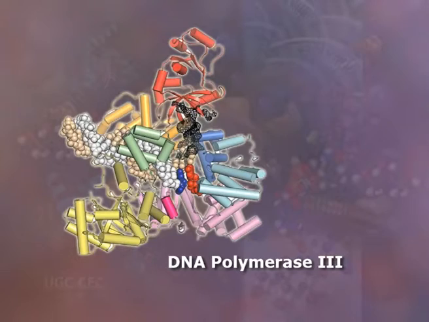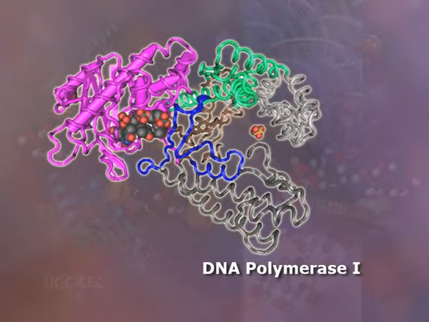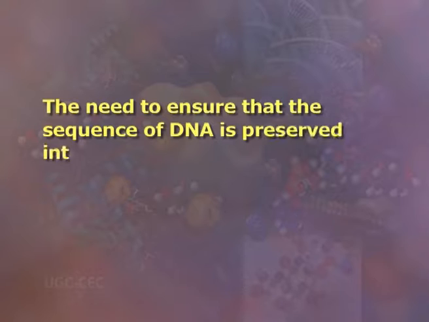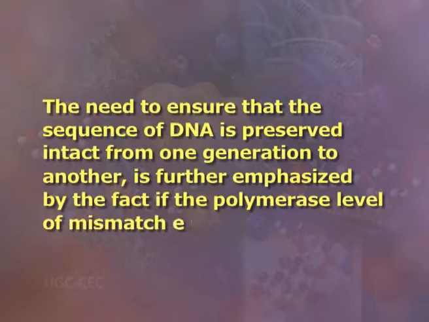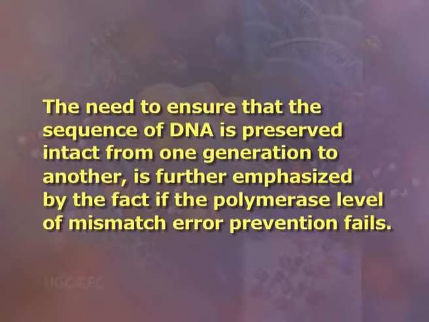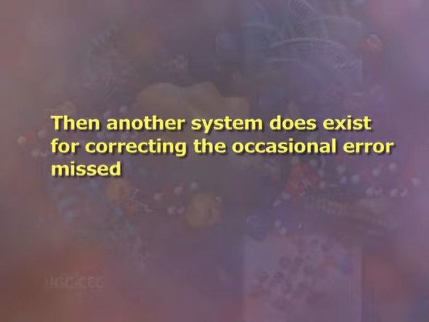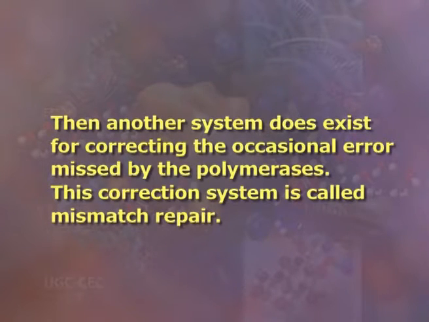We have mentioned that prevention of errors when DNA is being replicated and copied is an integral feature of the polymerase enzymes involved. Thus, both DNA polymerase III and DNA polymerase I have editing functions to take care of this. The need to ensure that the sequence of DNA is preserved intact from one generation to another is further emphasized by the fact that if the polymerase level of mismatch error prevention fails, then another system does exist for correcting the occasional error missed by the polymerases. This correction system is called mismatch repair.